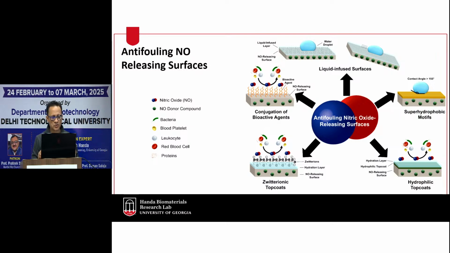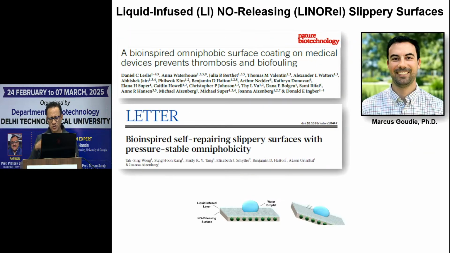Right? So over the years, we have published a lot of papers that, if you are interested, you can message me and I can send them to you, where we have combined NO with slippery surface. That's what I'm going to talk about today. NO with super hydrophobic surface, super hydrophilic surface, Zwitterion surface, or conjugation of bioactive agents such as heparin. All have nitric oxide, but we have tried different things with nitric oxide to see what is giving us the best synergy. Okay. So, I'll show you one example.